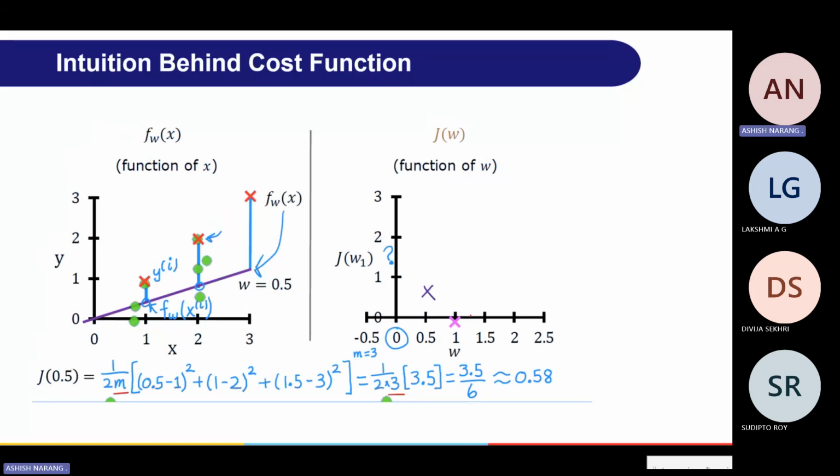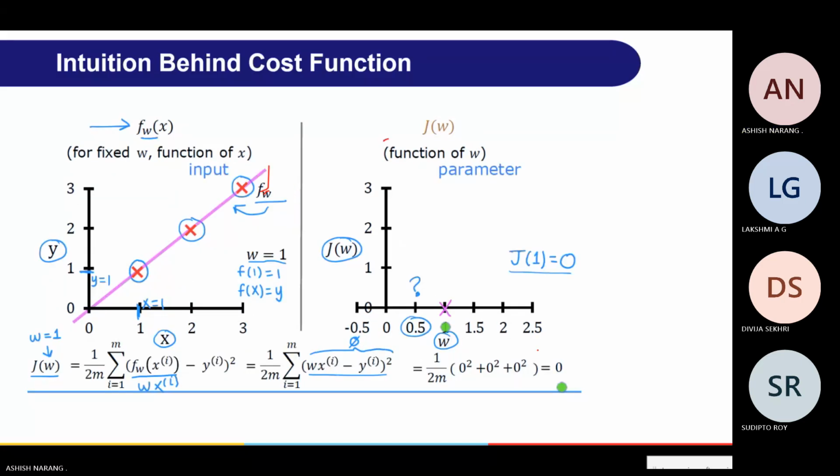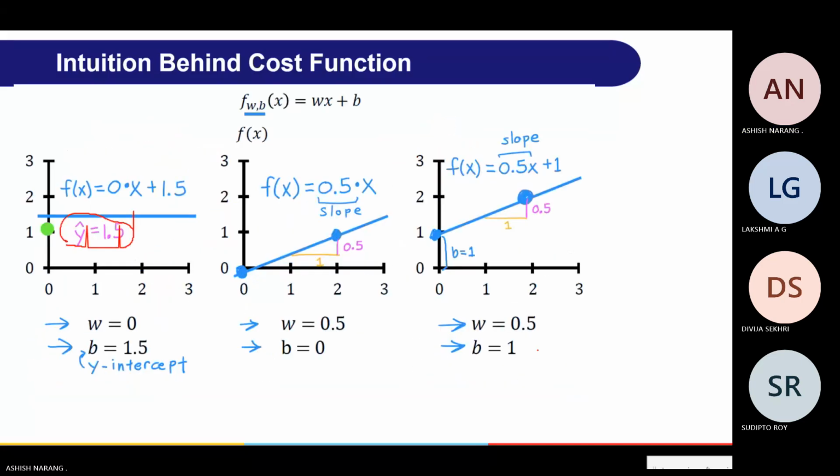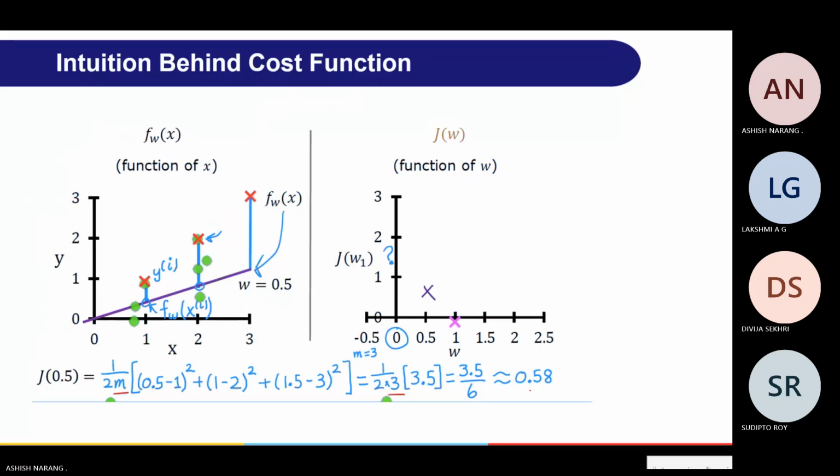When you look at the second part of the model, the cost function, if you look at this, again it is passing through the region, but W is 0.5 in this case. So this is the line. And if this is the line, there are residual errors: 0.5 minus 1 square, 1 minus 2 square, 1.5 minus 3 square. This is the residual error.